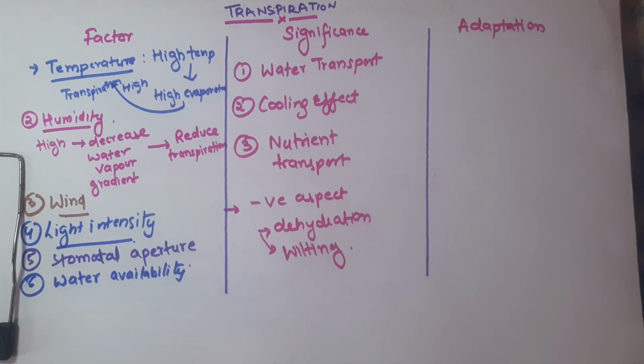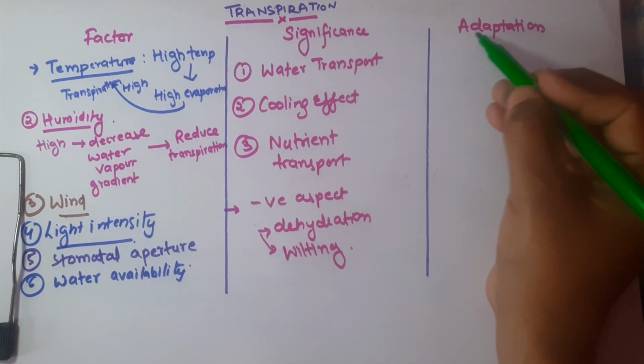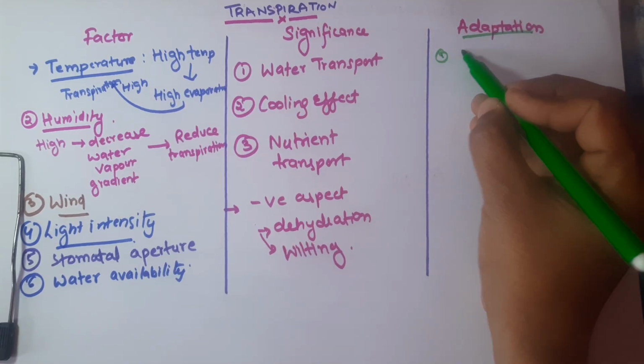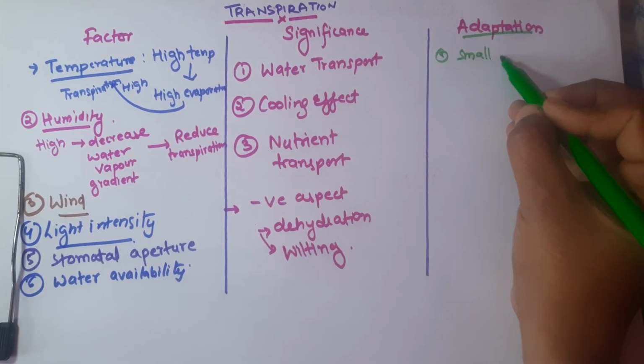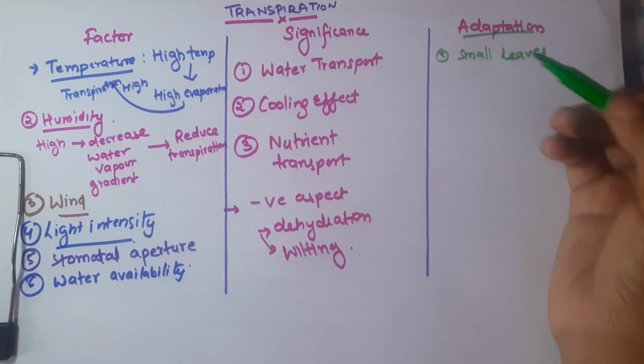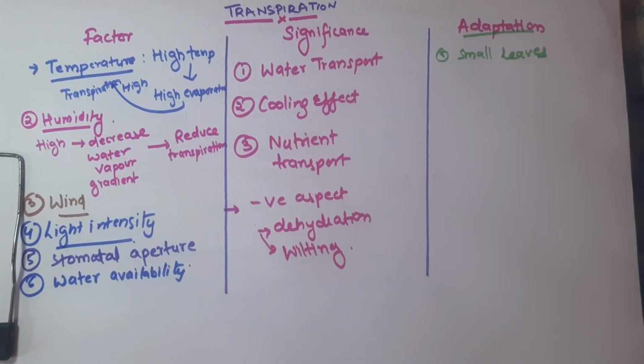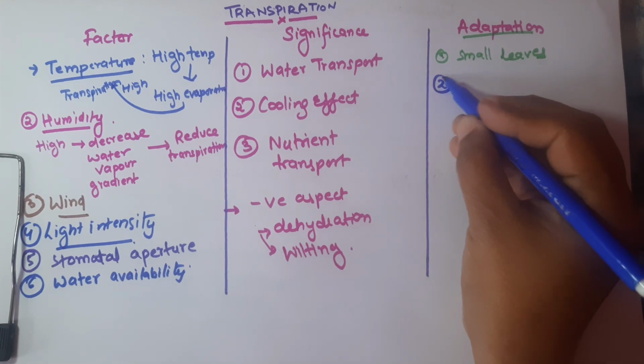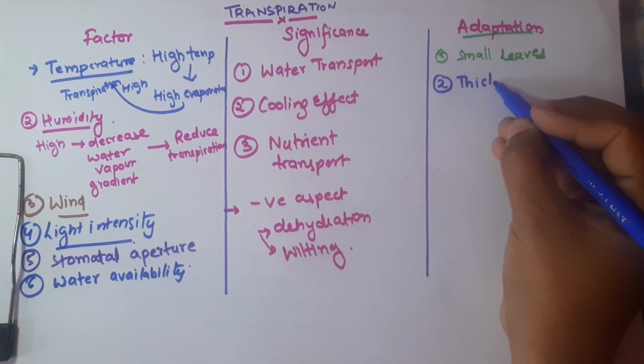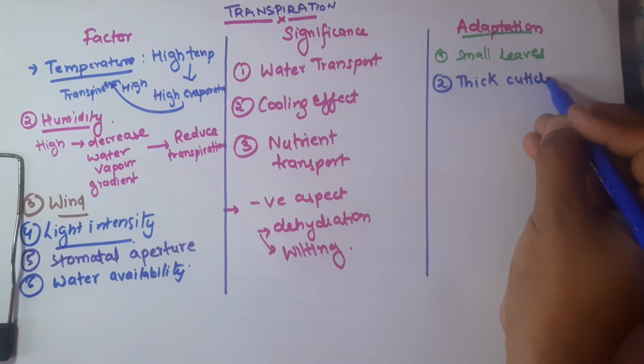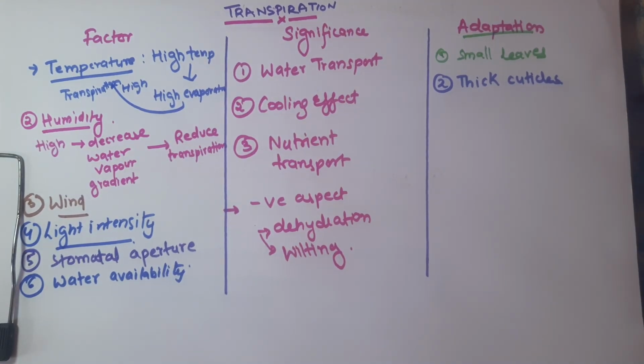Now if we talk about adaptation, how does the plant adapt to reduce transpiration? Plants in a particular habitat where the rate of transpiration is very high due to sunny weather and environmental conditions will exhibit small leaves. Why small leaves? Because less surface area will lead to less water loss. Second, those plants will develop a thick cuticle. The thick cuticle will reduce the cuticular transpiration rate also.